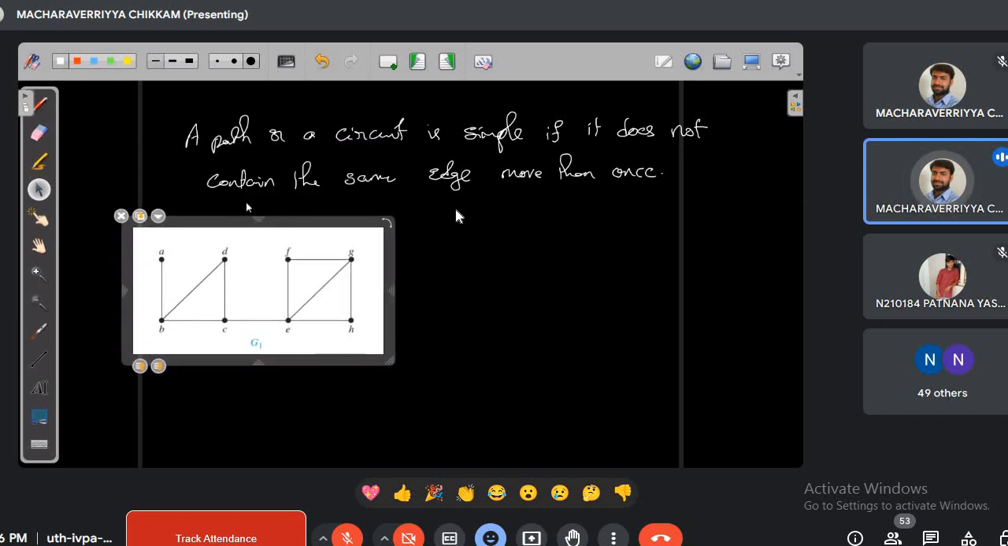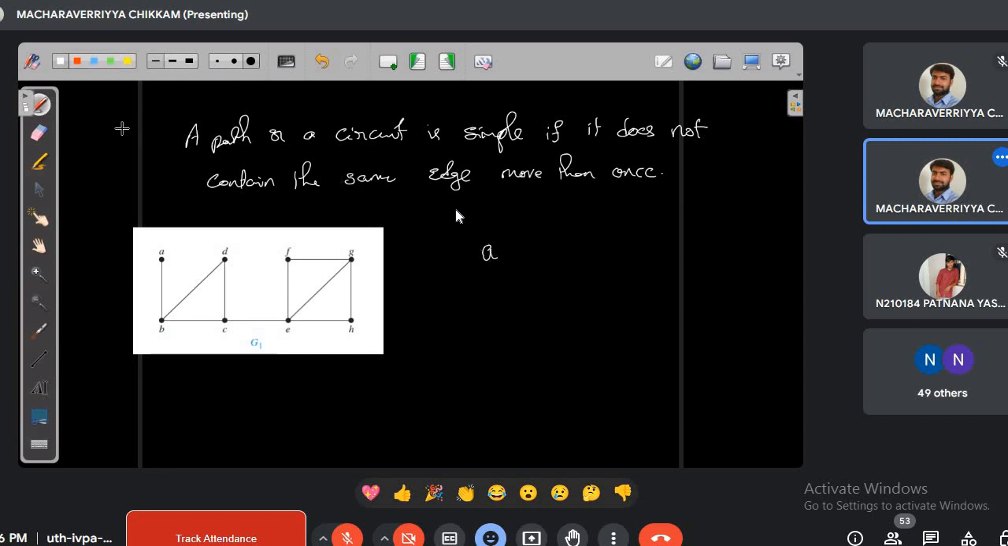In this example, suppose I take this path, that is A. Since it is a simple graph, I am simply denoting it with vertices. I'm not naming the edges, I'm just denoting the path with vertices. So that is A, B, and then to C, D, B. Is it a simple path? I'm taking a path which is starting at A and ending at B. So is this path simple or not?